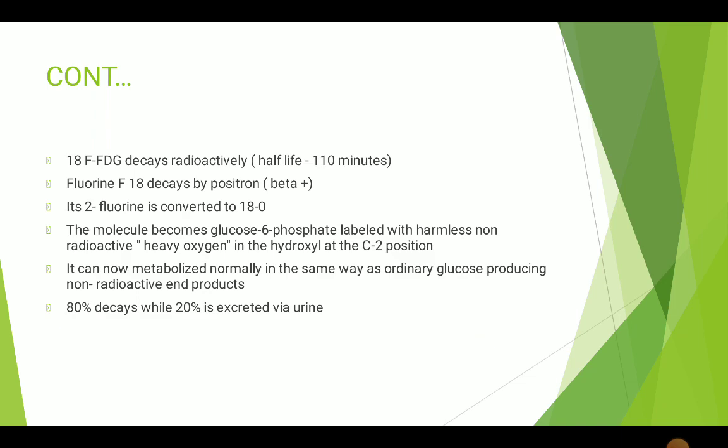The FDG will then decay with a half-life of around 110 minutes, which is normally referred to as less than 2 hours. And when it decays, the fluorine decays to a heavy isotope of oxygen, which is oxygen 18. This is non-radioactive, and it can be metabolized normally in the same way as ordinary glucose to produce non-radioactive end products. This then eliminates the radioactivity from the body. 80% of FDG decays in this way, while the other 20% is excreted in urine as it would not be absorbed by other body cells.